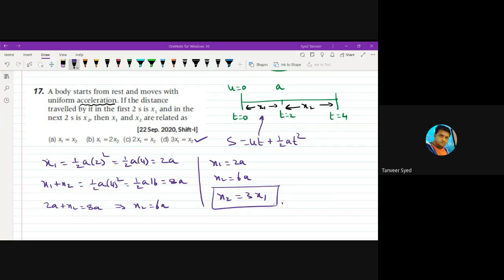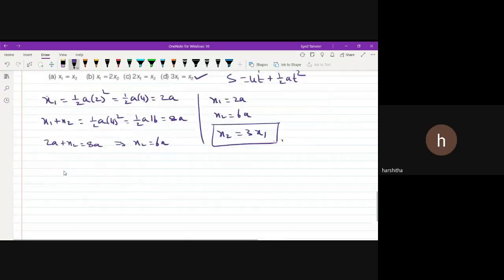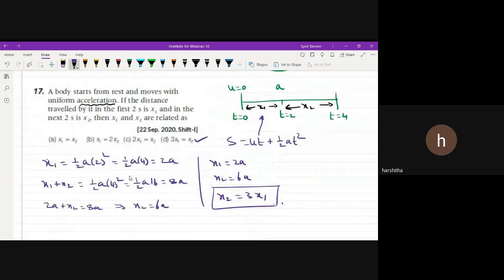Next. Sir, can you explain one more time this problem? We want the relation between x1 and x2, which are distances covered by the body in first 2 seconds and next 2 seconds.